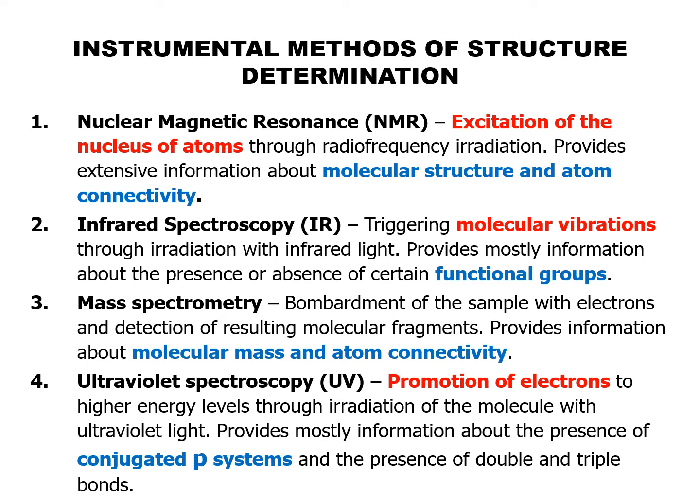In UV spectroscopy, which is higher in energy than IR, the UV radiation makes the electrons in the molecule excite from a lower energy level to a higher energy level. That excitation tells us whether or not we have conjugated pi systems, like double bonds and triple bonds.